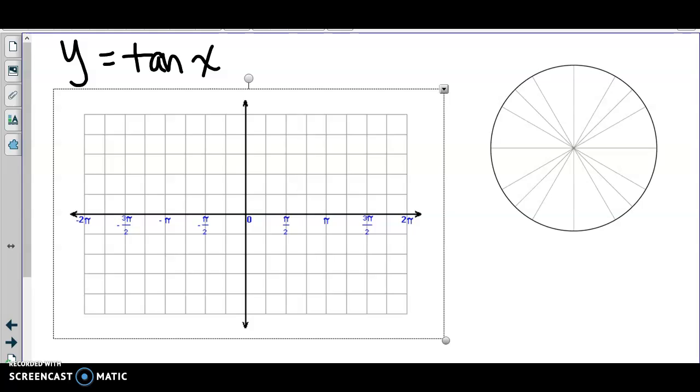Hi guys, so today we're going to graph y equals tangent of x. Sine and cosine graphs are nice because we are able to pick these four angles here: 0, pi over 2, pi, 3 pi over 2, and then back to 2 pi. And cosine is the x value and sine is the y value.